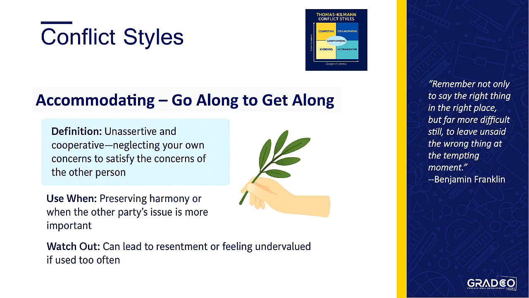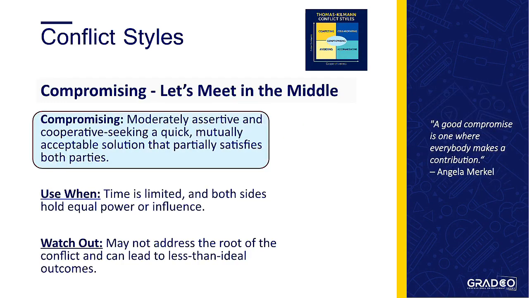Now, compromising is the next one, which is one so many of us are familiar with. Let's meet in the middle. So you're moderately assertive and cooperative, seeking a quick, mutually acceptable solution that partially satisfies both parties. And you often see compromise in politics.